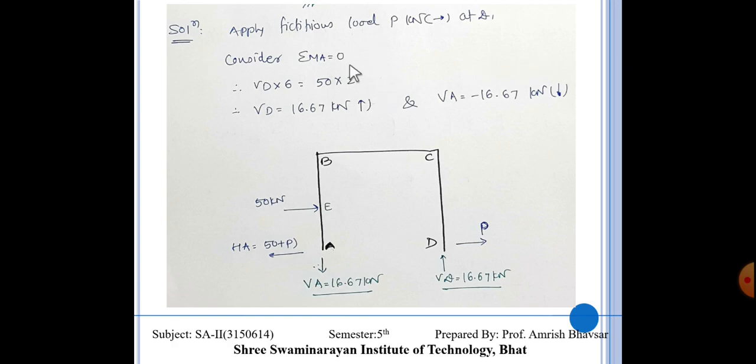So sigma MA is equal to 0: VD into 6 is equal to 50 into 2. So we will get VD is equal to 16.67 kilonewton, upward, and VA is equal to minus 16.67, this is downward. This is P, this is 50, so the reaction at A is leftward, 50 plus P. So these are the reactions of the frame. Clear, everybody?